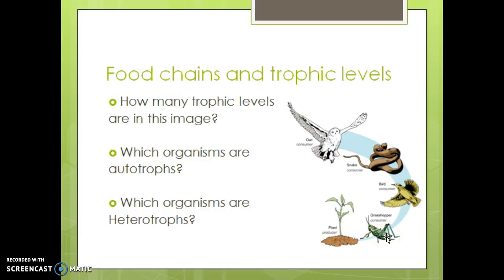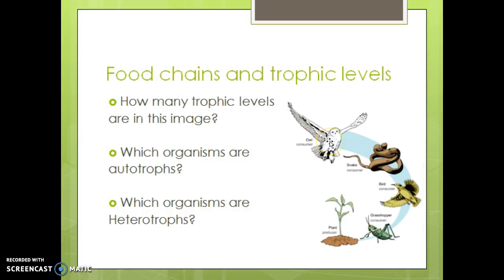Can grasshoppers make their own food? Nope. They're going to be eating the plants. Because grasshoppers eat the plants, grasshoppers are heterotrophs, also known as consumers. Birds eat grasshoppers, so birds are also consumers. Birds would therefore also be a predator. But they're not the top predator because birds are eaten by something else, like snakes. Snakes eat birds, so snakes are also heterotrophs. They're a predator of the birds.